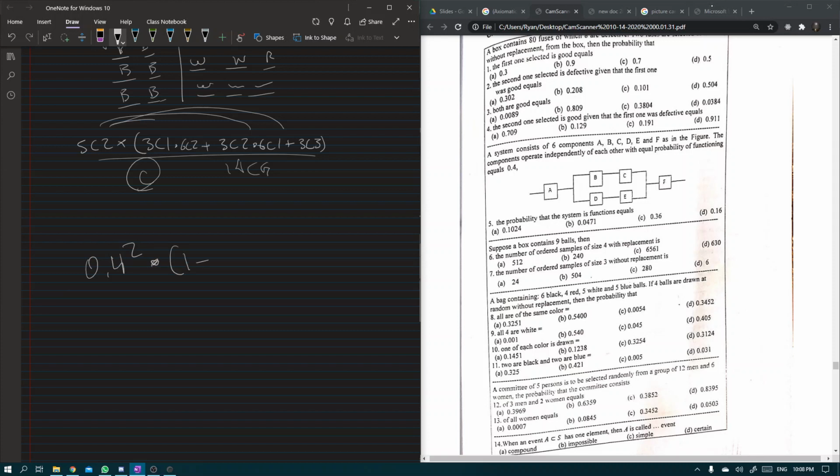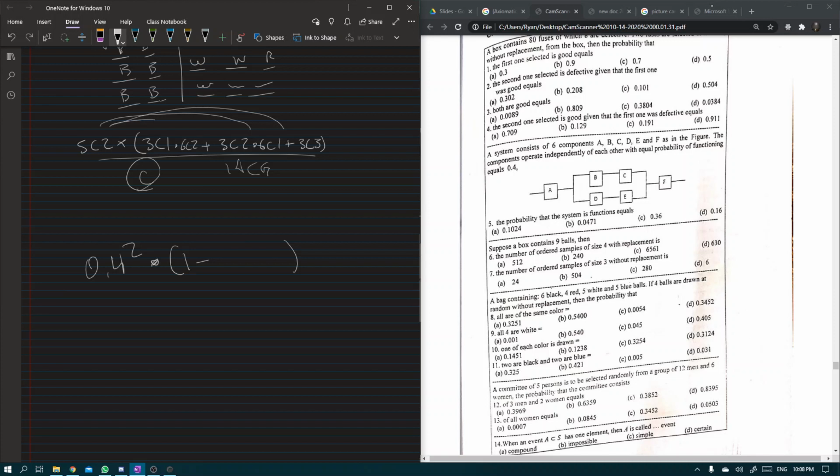So basically, it's going to be 0.4 squared. Then we want the probability of one of these not working. Okay, both of these not working. The probability that both of them are not working.